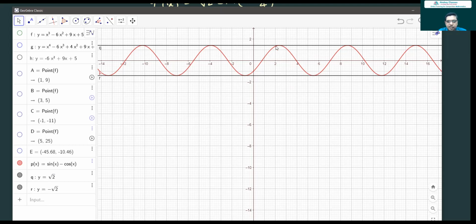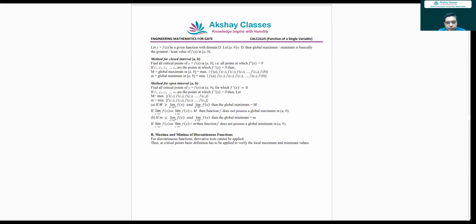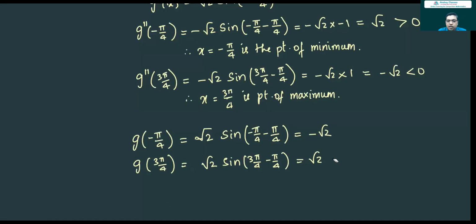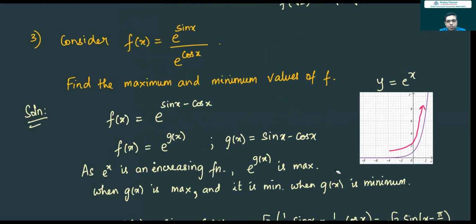All right. And it is a sine function. It is just that the 0 point changes. The whole sine curve is shifted to the right, between minus root 2 and root 2. So this is a periodic function. So the minimum value of g is minus root 2 and the maximum value is plus root 2.